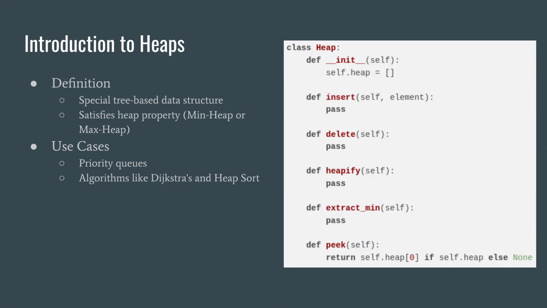Heaps are widely used in implementing priority queues, which are data structures that support efficient retrieval of the highest or lowest priority element. And they are also used in algorithms like Dijkstra's shortest path algorithm and heap sort.